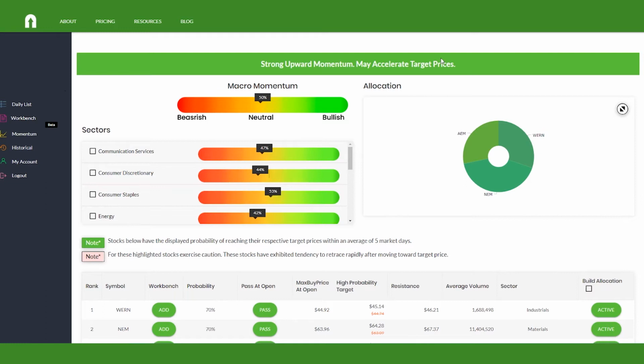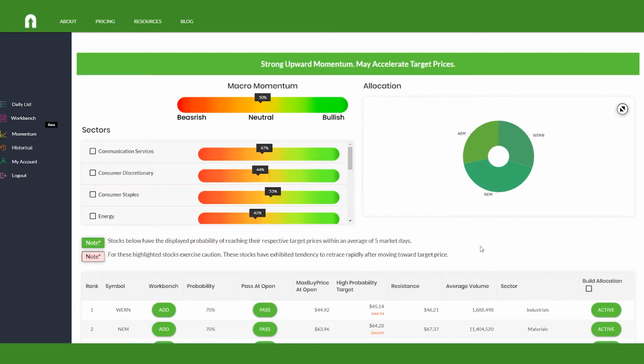So the first thing at the top here is called the market trajectory. Now there are four possible outcomes on the market trajectory. Basically there's red, yellow, orange, and green. Green being essentially the green light. Hey, today is a day where if you're going to buy stocks, there is strong upward momentum, and it may accelerate the target prices that are shown down lower here in the daily list section.